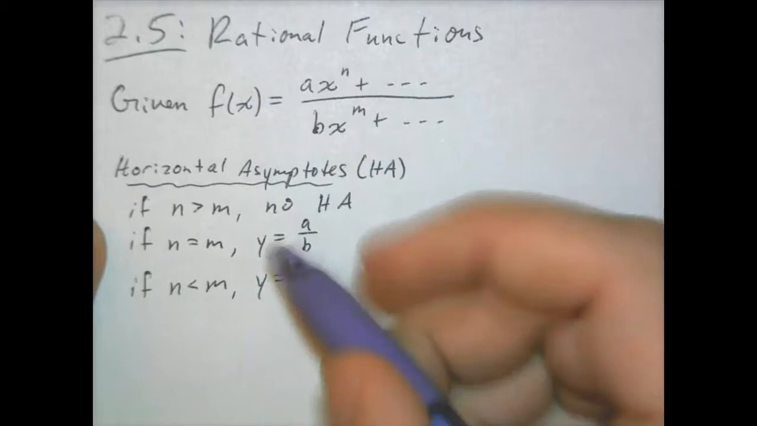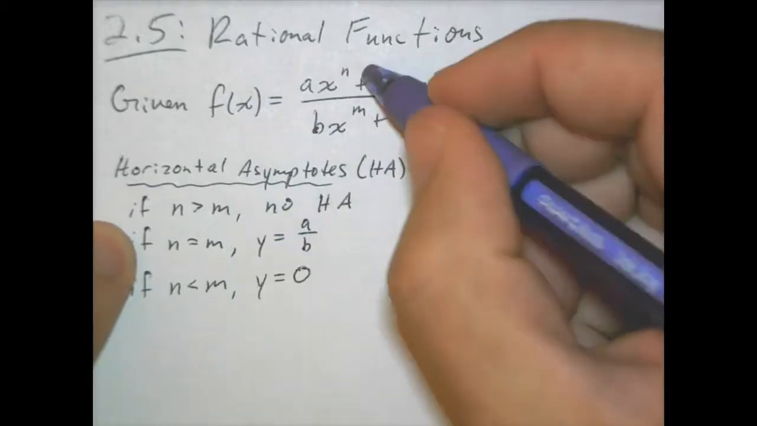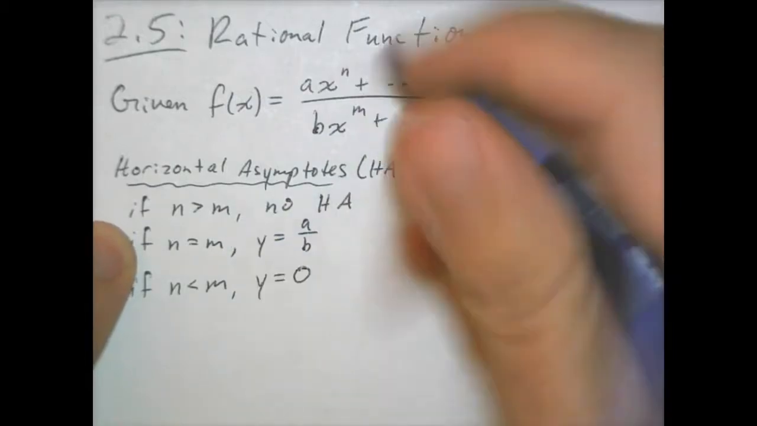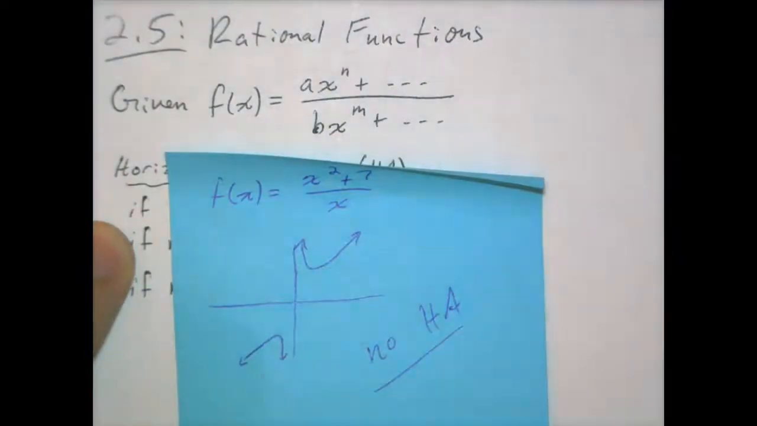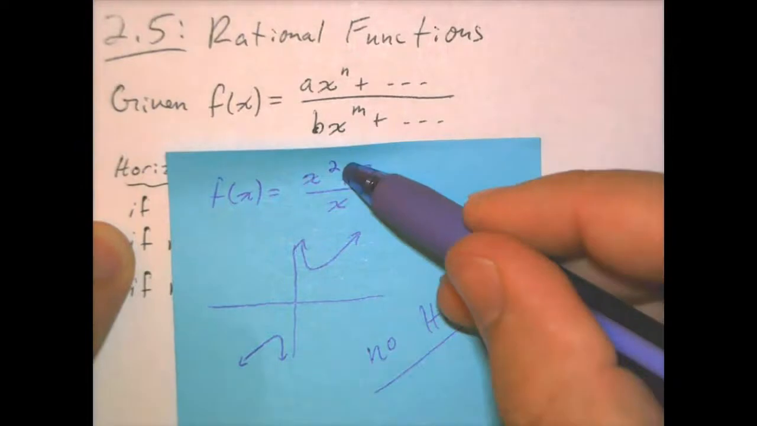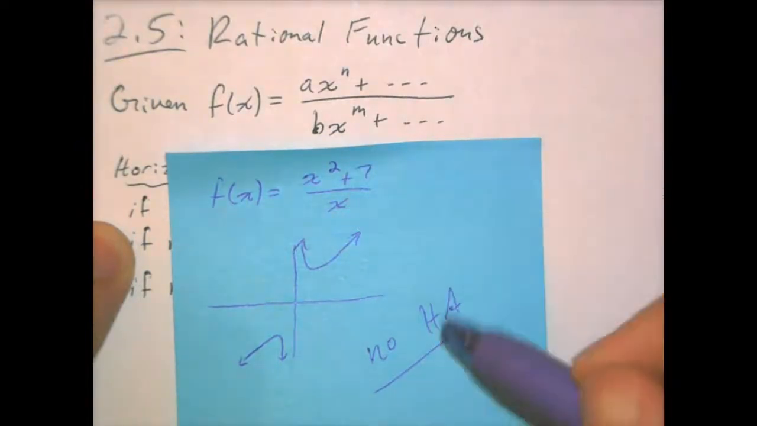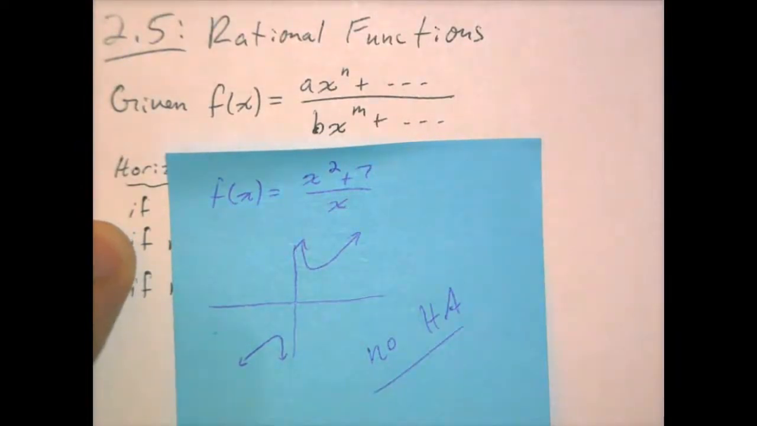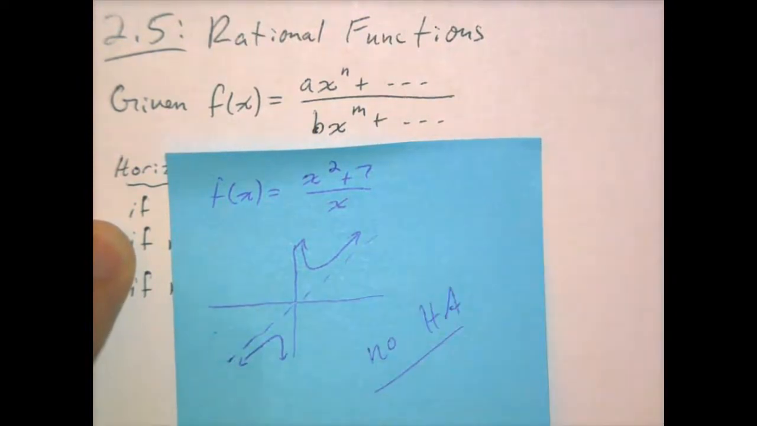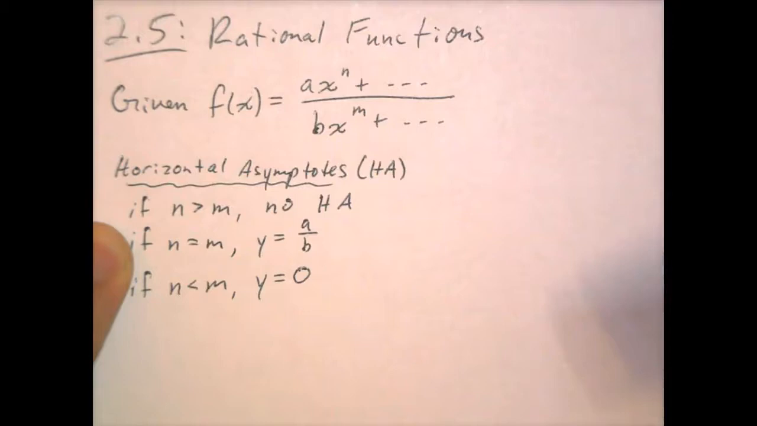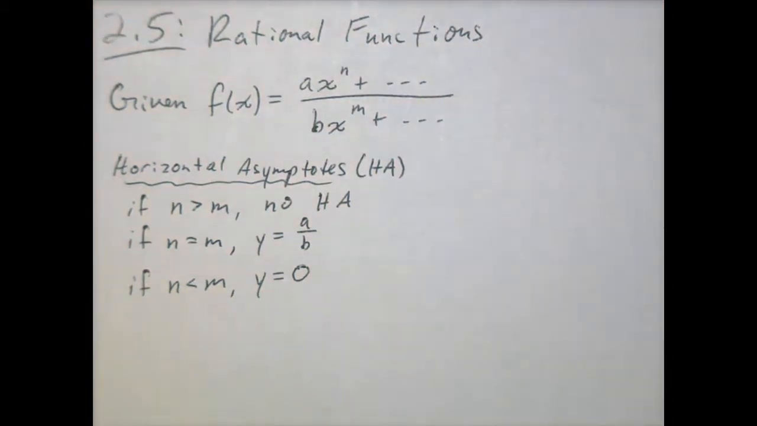Okay, if n is greater than m, so if the degree on top is higher than the degree on bottom, no horizontal asymptote exists. That would be something like this, where the degree on top is x squared, the degree on bottom is x. I do not have a horizontal asymptote. And this one, I actually have an oblique asymptote, which we will talk about later, and we will have a good time with that. It's actually not too bad, so you guys will love it. I love it. It's my baby.